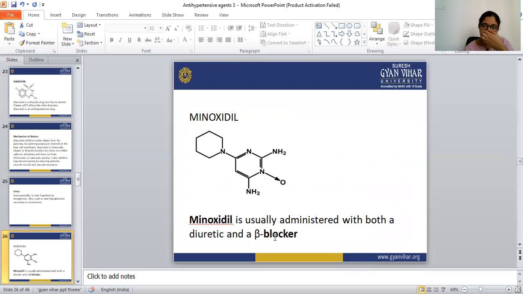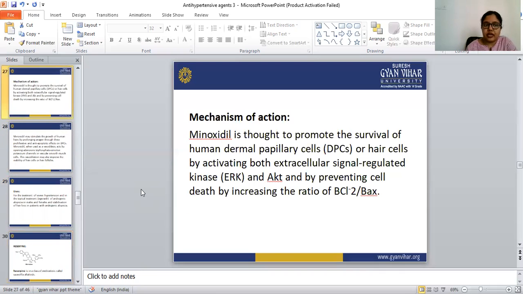Minoxidil is given along with a diuretic and a beta blocker drug. Let's see the mechanism of action of minoxidil. Minoxidil is thought to promote the survival of human dermal papillary cells, or hair cells, by activating both extracellular signal regulated kinase and AKT, and by preventing cell death by increasing the ratio of BCL to BAX.